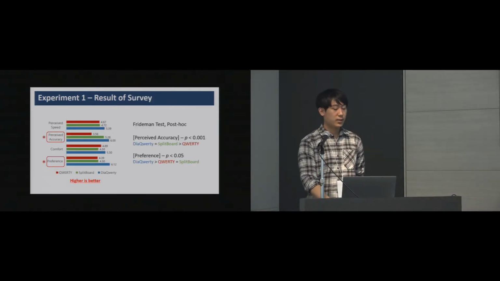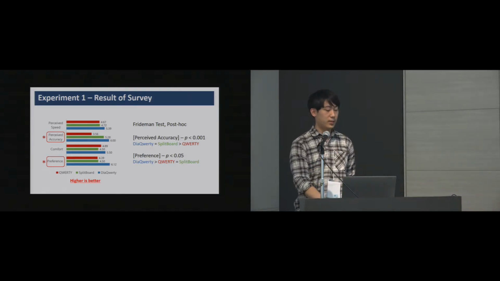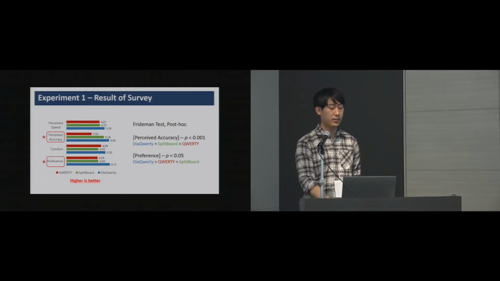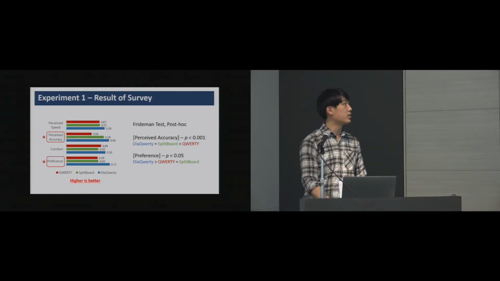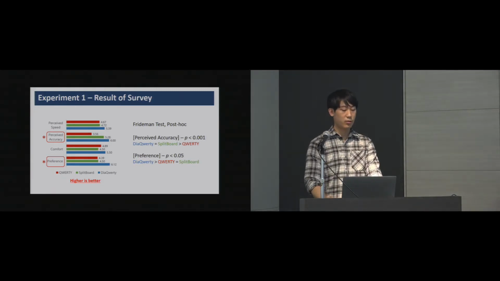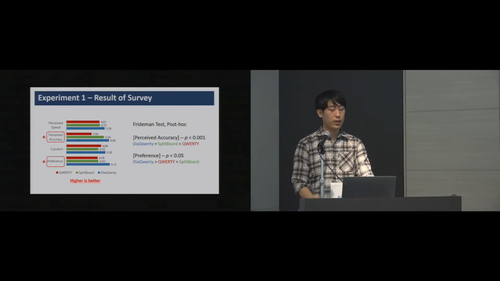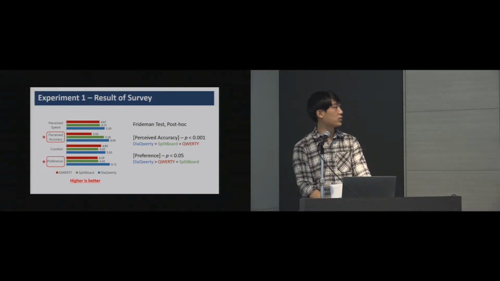This is our subjective survey result. We conducted a Friedman test, and the test results revealed that there were significant differences in perceived accuracy and preference. The result of the post-hoc test showed that QWERTY was perceived to be the most inaccurate and DiaQwerty was the most preferred.